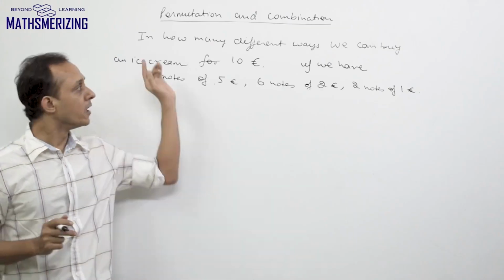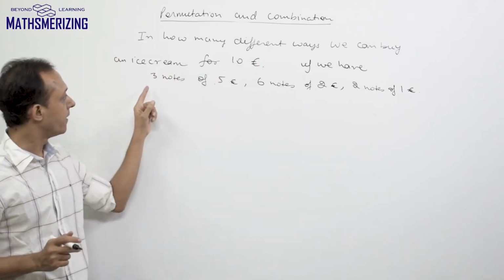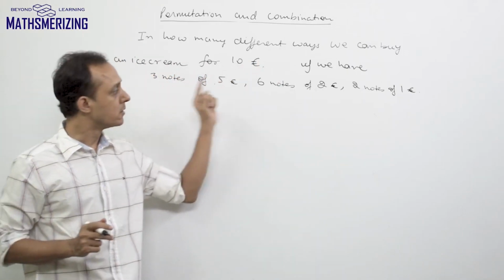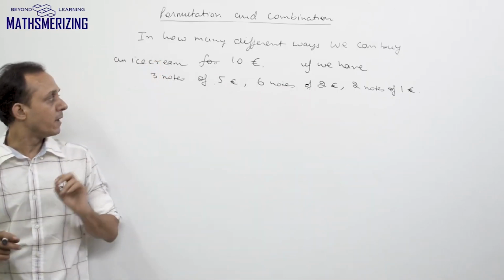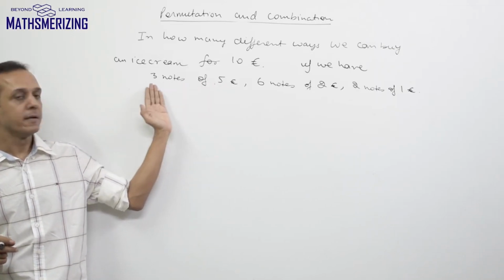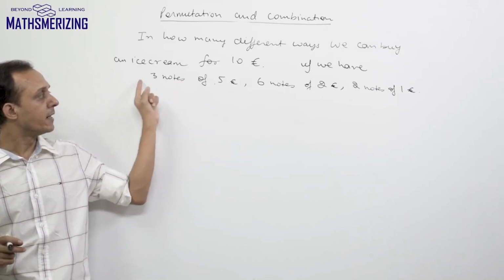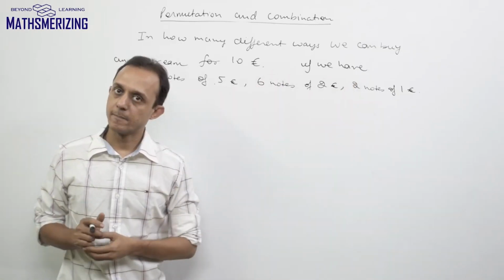Now the question is, in how many different ways can we buy an ice cream for 10 euros if we have 3 notes of 5 euros, 6 notes of 2 euros and 2 notes of 1 euro. And we'll also assume that each note of the same denomination will be the same. So these 3 notes, they are identical. These 6 notes, they are identical. And these 2 notes, they are identical.